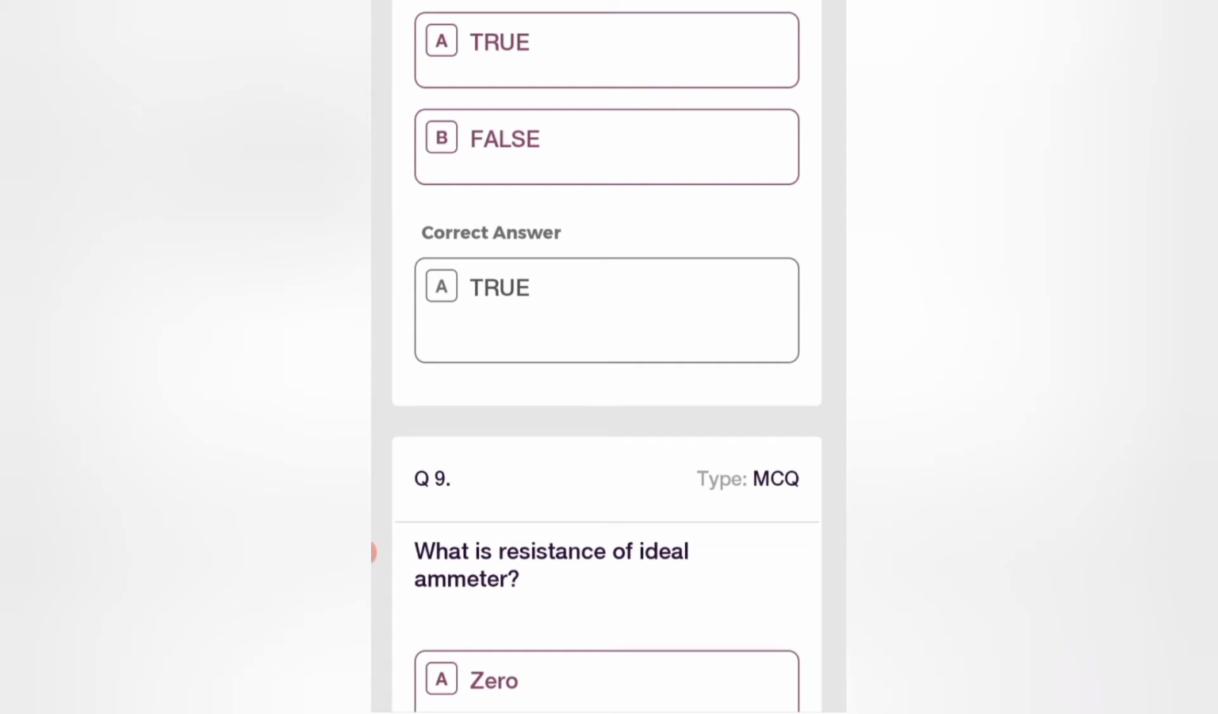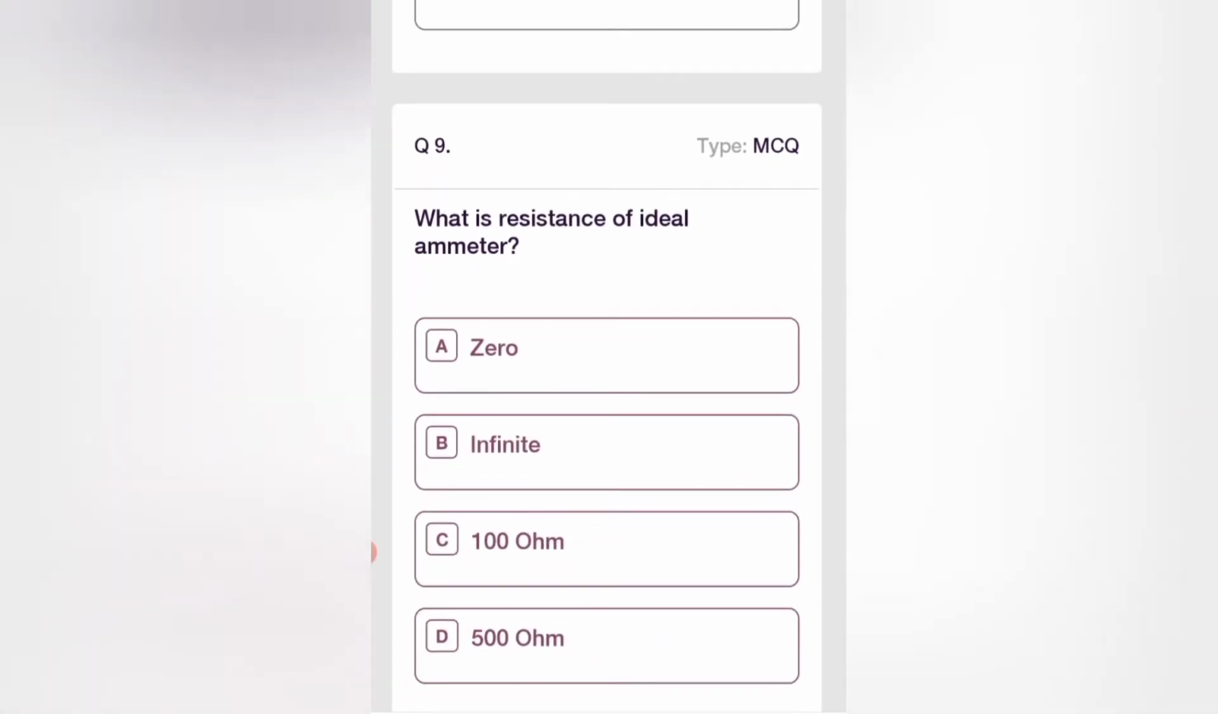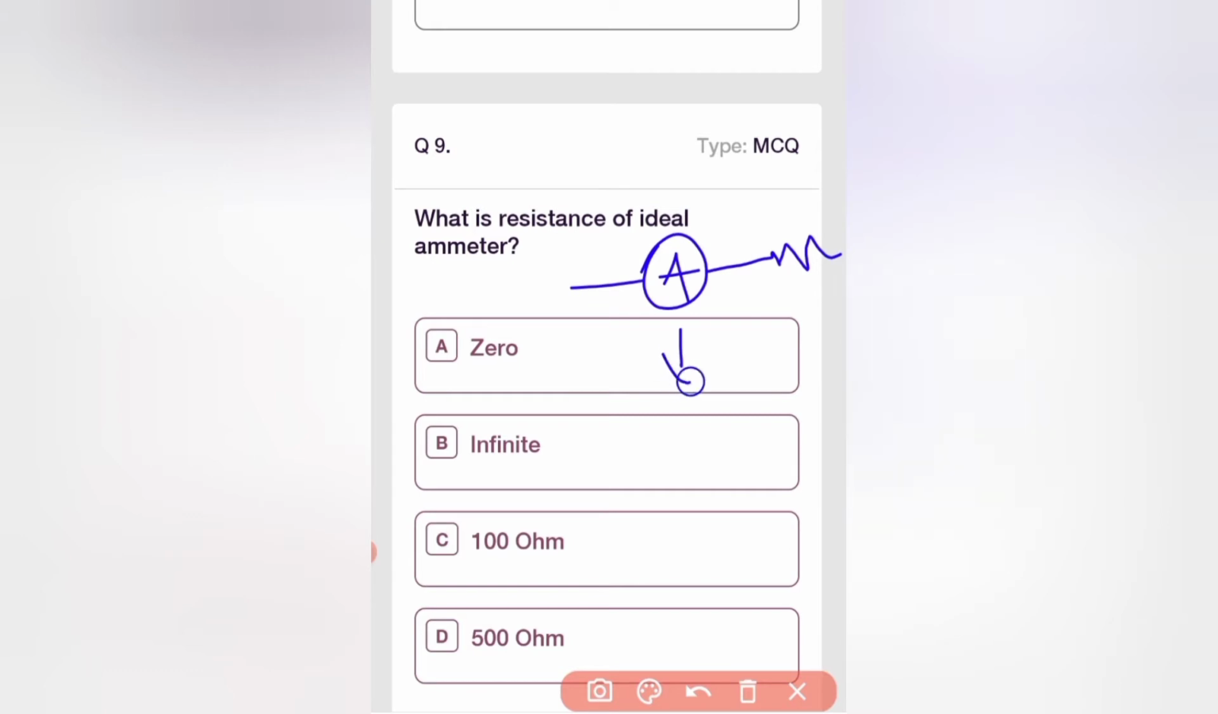What is the resistance of an ideal ammeter? Usually, an ammeter should be connected in series. So if it has to be connected in series, it should have low resistance. Practically speaking, it should have low resistance. But ideally speaking, low in the sense it can be 0. If it is 0, then maximum current will be flowing. So therefore we can easily measure the current through any equipment.